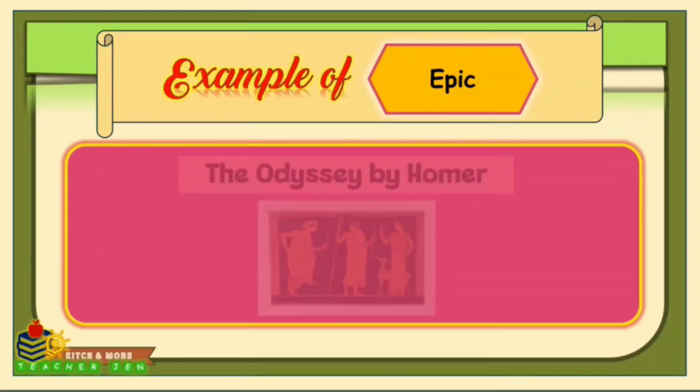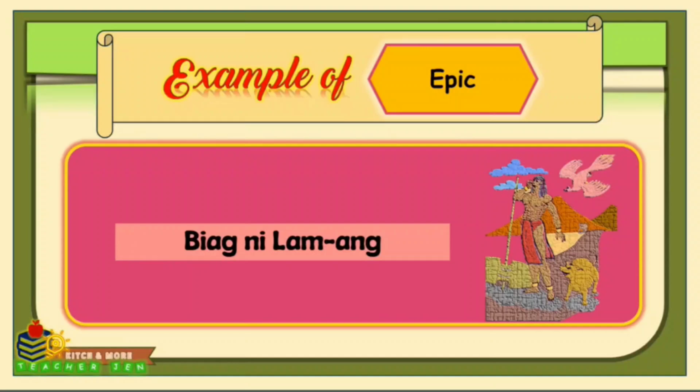For example, in Filipino, Biag ni Lam-ang is an epic and a perfect example of a narrative poetry. It tells the exciting story of a hero with super strength and magical abilities to avenge his father's death and rescue his father's head from the headhunters and get revenge. This epic is full of action, challenges, and Filipino values, making it a great example of how narrative poetry can tell an unforgettable and larger-than-life story.